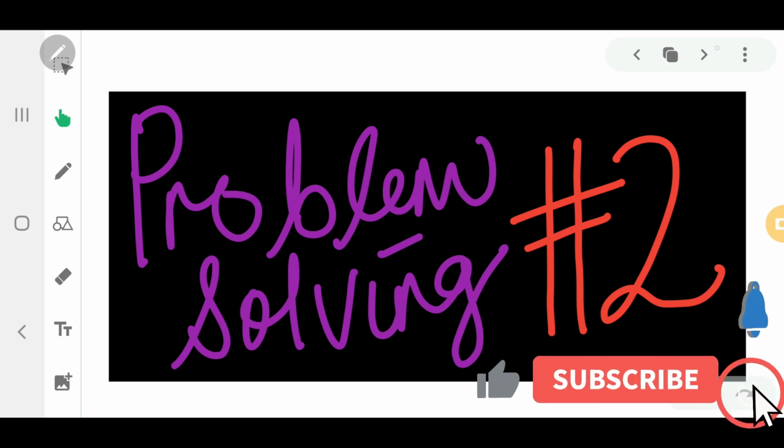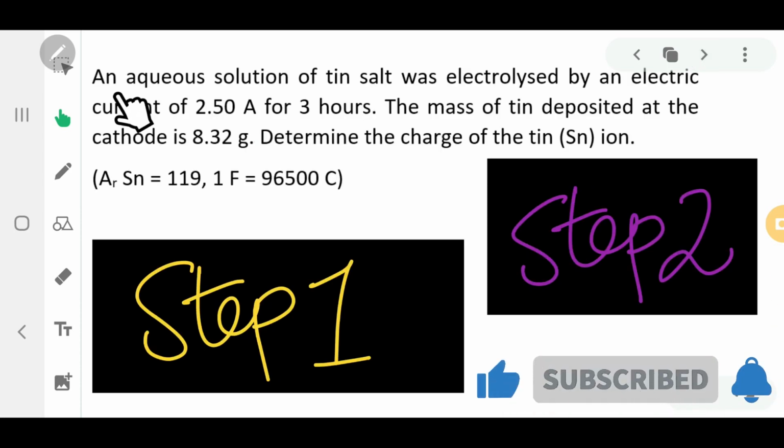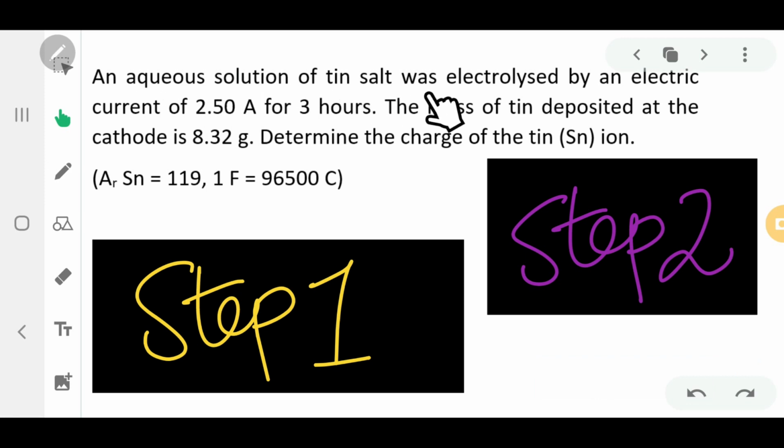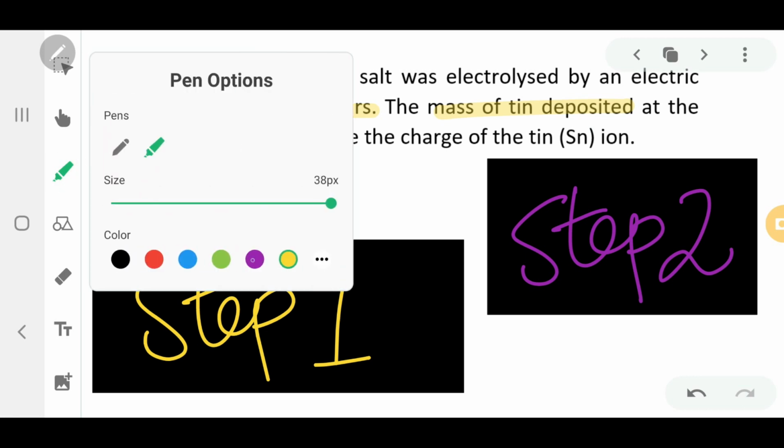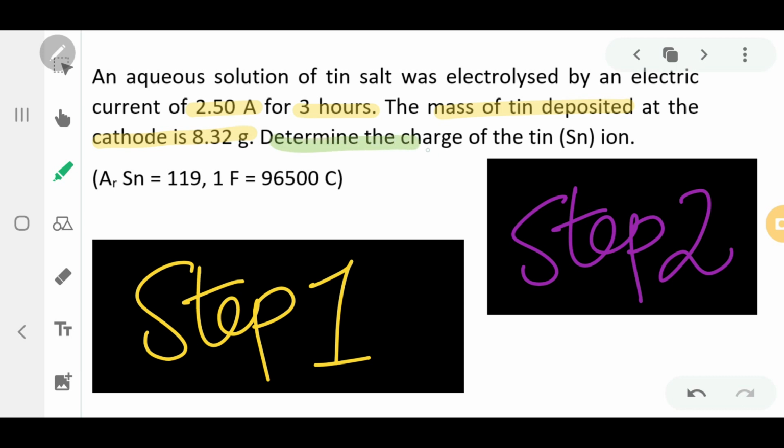For the second question, it gives you aqueous solution of tin salts, which was electrolyzed by an electric current of 2.50 ampere. So that is the current for 3 hours. And the mass of tin deposited at the cathode is 8.332 grams. The question wants you to determine the charge of tin as an ion in the electrolysis.